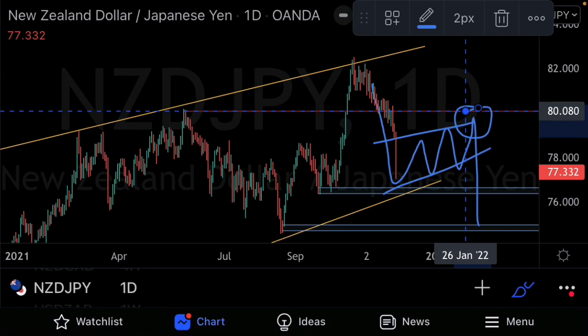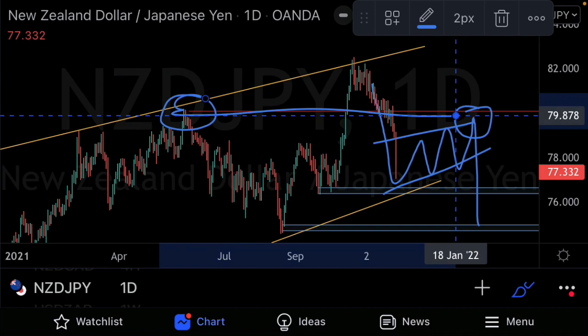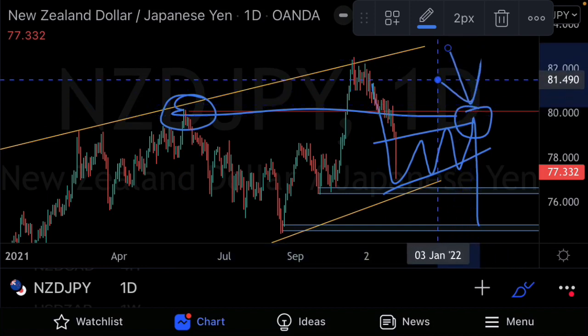Guys, we do have a point of interest here, previous resistances. We see prices breaking above, breaking back below, so we know that price can come back and retest this area before we see that extended downside momentum.